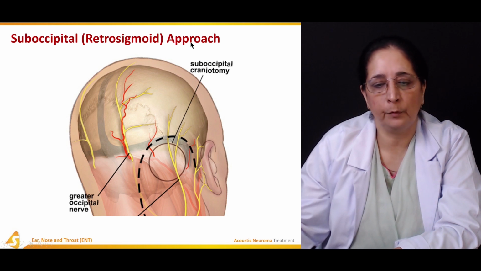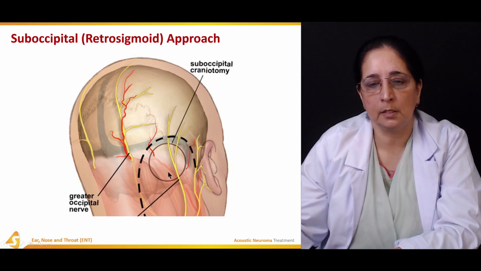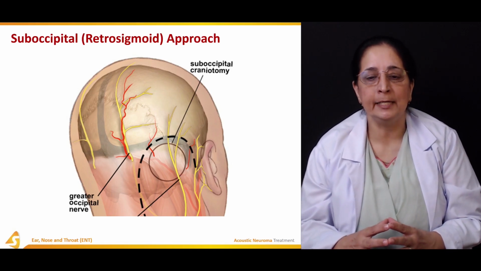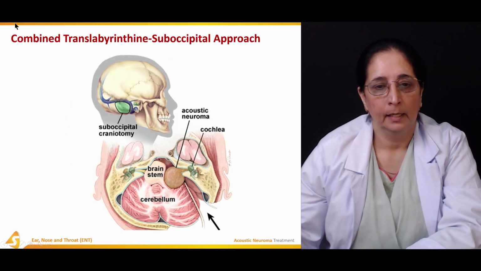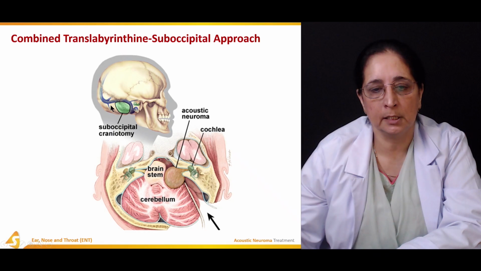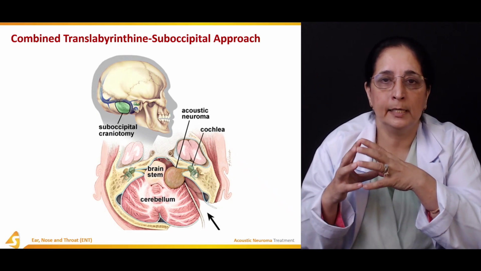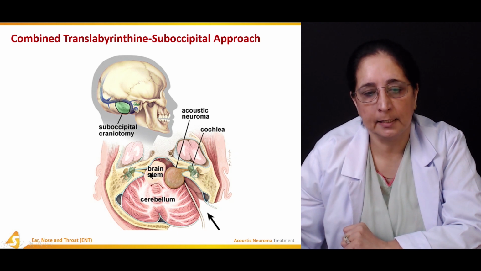Suboccipital retrosigmoid approach. Suboccipital, this is the occipital region. So suboccipital, this is the site which is used, and close to this we have the greater occipital nerve and suboccipital craniotomy. This is the region. Craniotomy is the opening of the skull, the cranium, to access the tumor. So this is the suboccipital site. Then the combined translabyrinthine suboccipital approach. In this we have the suboccipital region, and a little bigger area can be accessed with this combined approach. Acoustic neuroma is present. This is the cochlea, cerebellum, brainstem. So this is the tumor.